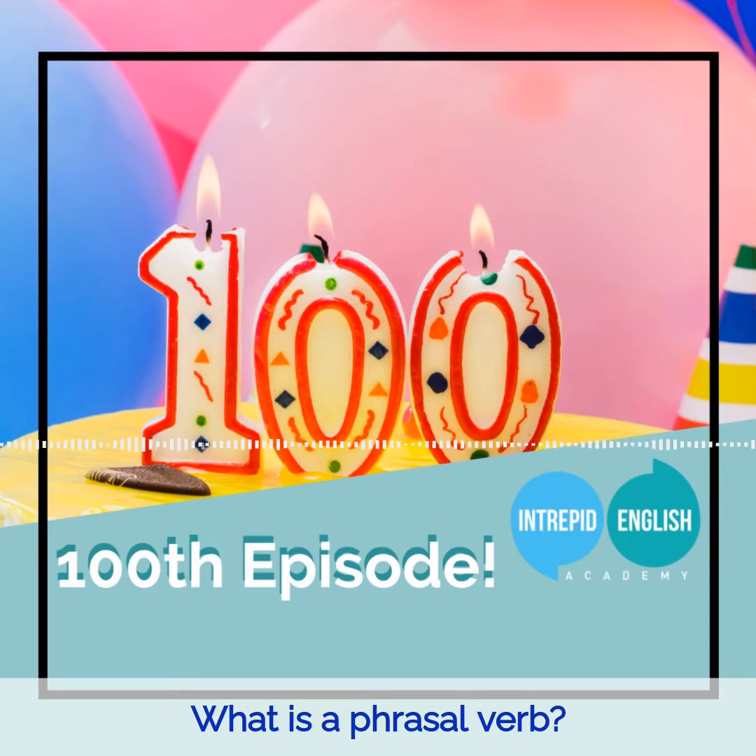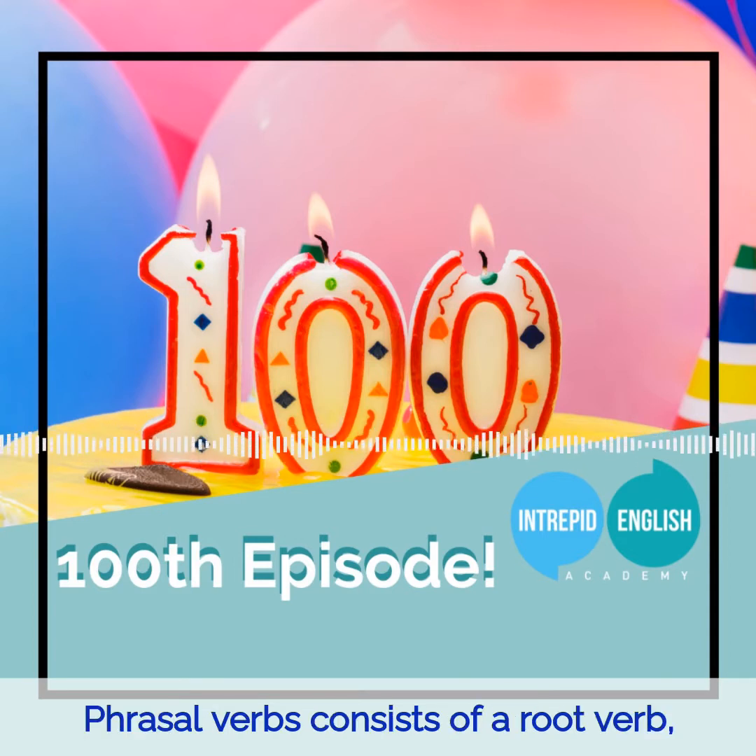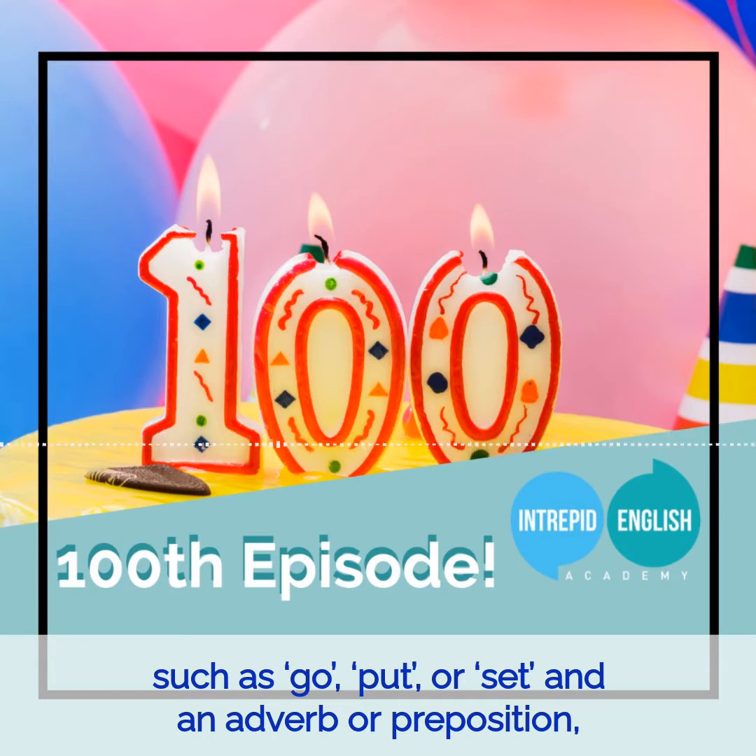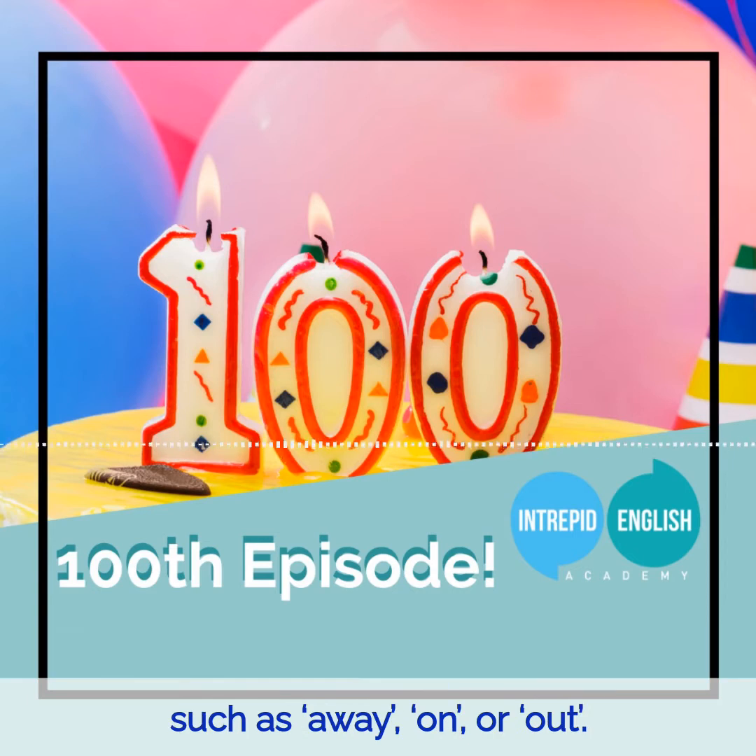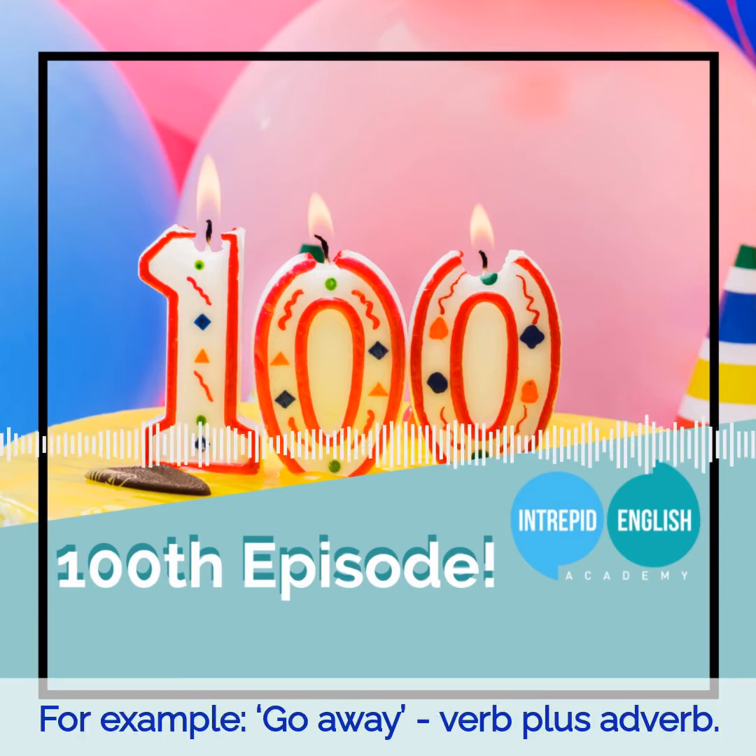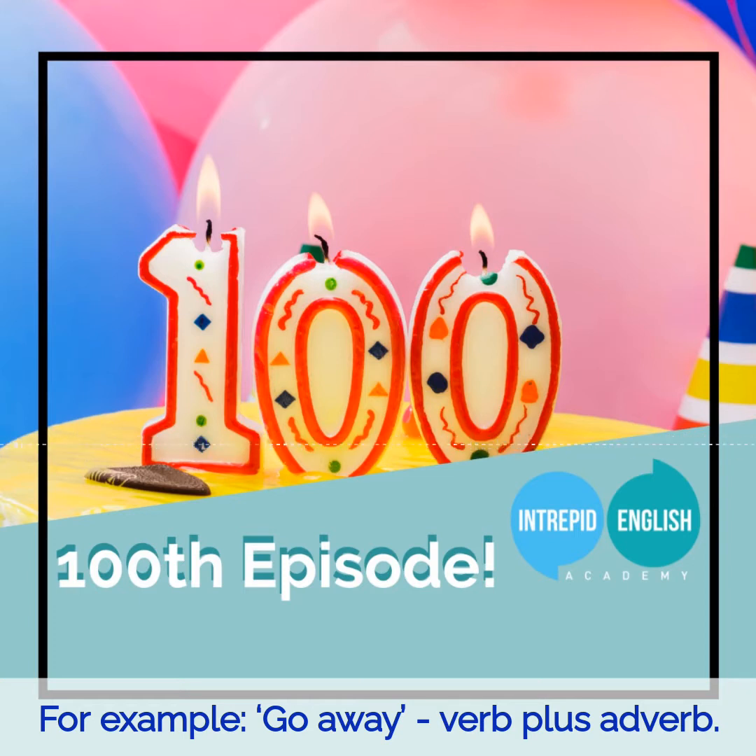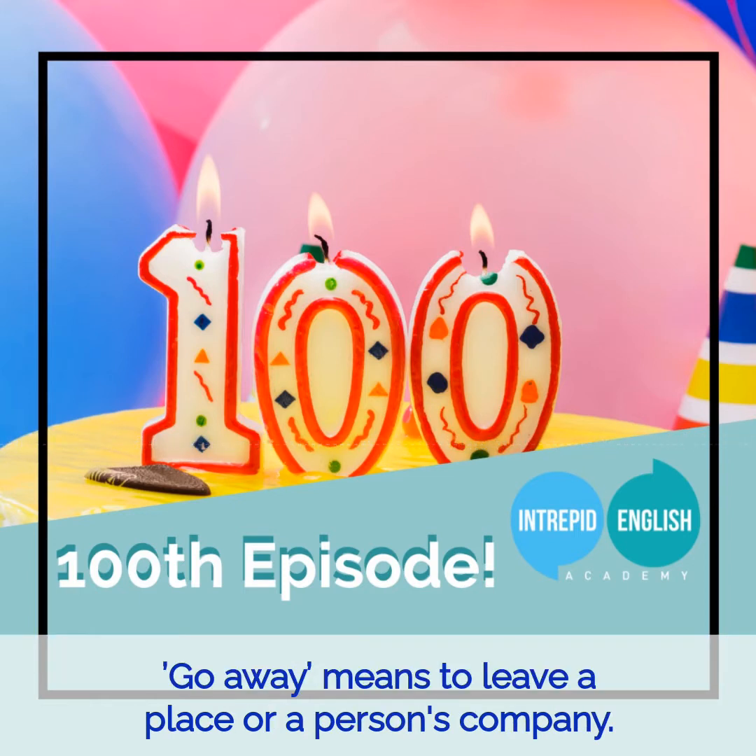What is a phrasal verb? Phrasal verbs consist of a root verb, such as go, put, or set, and an adverb or preposition, such as away, on, or out. For example, go away, verb plus adverb. Go away means to leave a place or a person's company.